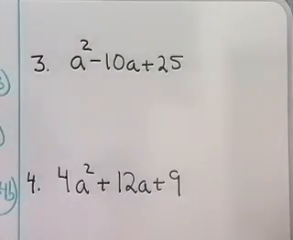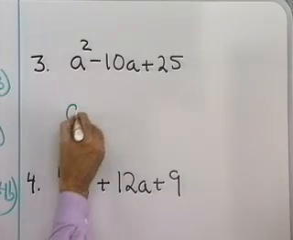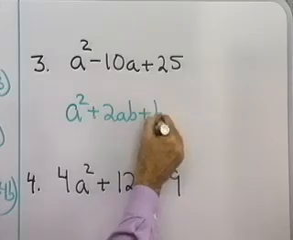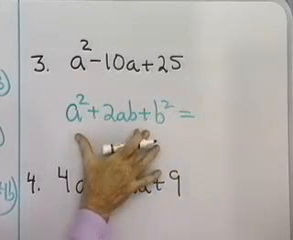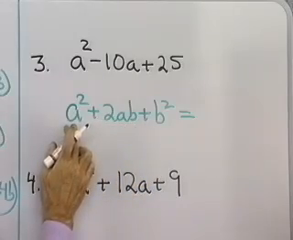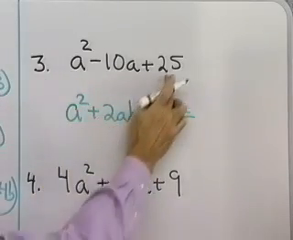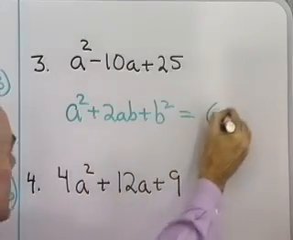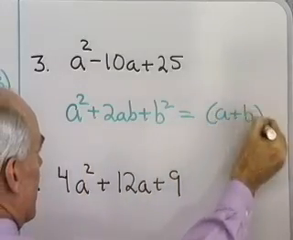Let's look at some trinomials now that may or may not be perfect squares or squares of binomials. Our first one, we have a squared minus 10a plus 25. And I'm going to say this may look like a squared plus 2ab plus b squared. If it does in fact have this form, and there's a clue that it does because the first term is a perfect square and the last term is a perfect square, then it is the square of just a plus b.